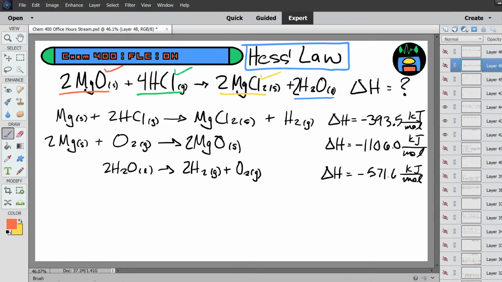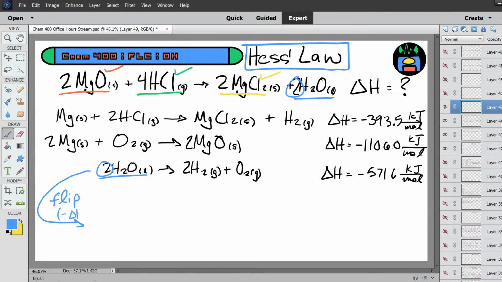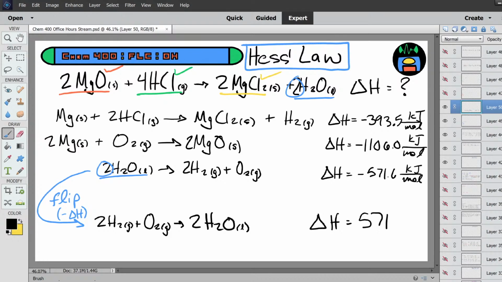So going back to our reactions that we have to choose from, you'll notice here I've got 2 moles of water, right? And I want 2 moles of water, but I want 2 moles of water on the product side. This is on the reactant side. So I'm going to do another flip, which multiplies my delta H by -1. So after I flip this reaction, I'll have 2 moles of H2 gas plus 1 mole of O2, producing 2 moles of H2O. And now I take this delta H, multiply by -1, so that's 571.6 kilojoules per mole.